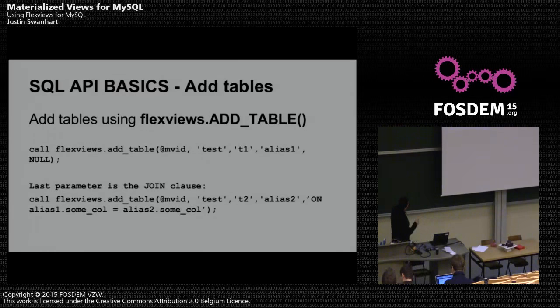So once you have an empty view, you have to add tables to it, right? So flexviews.add_table, the materialized view ID, the table that we're adding, test.t1, and we give it an alias. The last parameter is the join clause, so it's an ON or a USING clause. Since this is the first table, there's no join clause. You can see here we have a second example with test.t2, alias 2, and then there's the ON clause for the join. It supports USING as well.